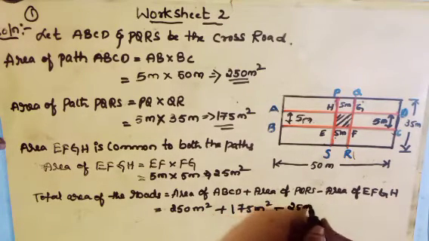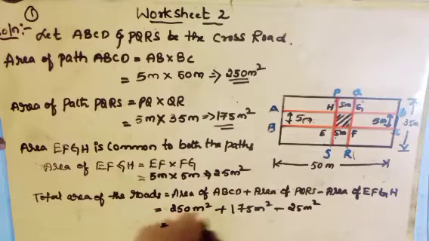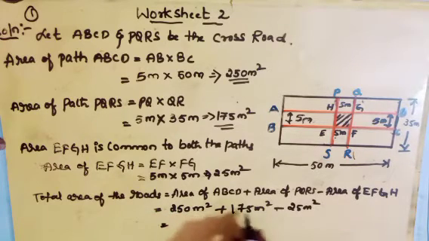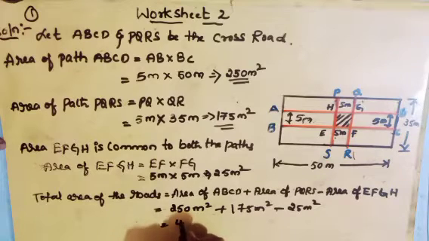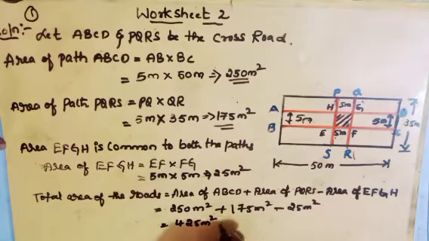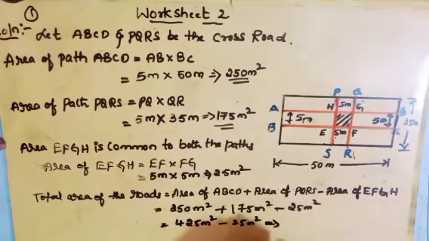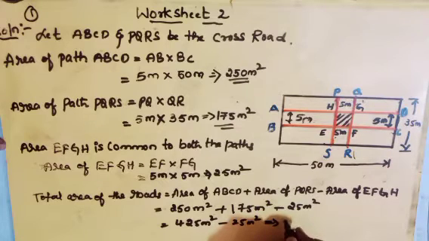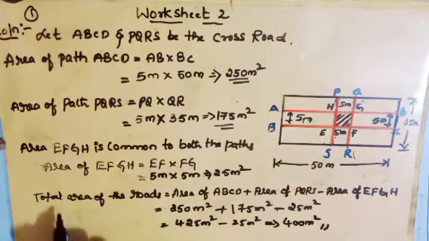Area of EFGH is 25 meter square. So first let us add: 250 plus 175 gives 425 meter square. Next, minus 25 meter square. When we subtract, we get 400 meter square. Therefore, the total area of the road is 400 meter square.